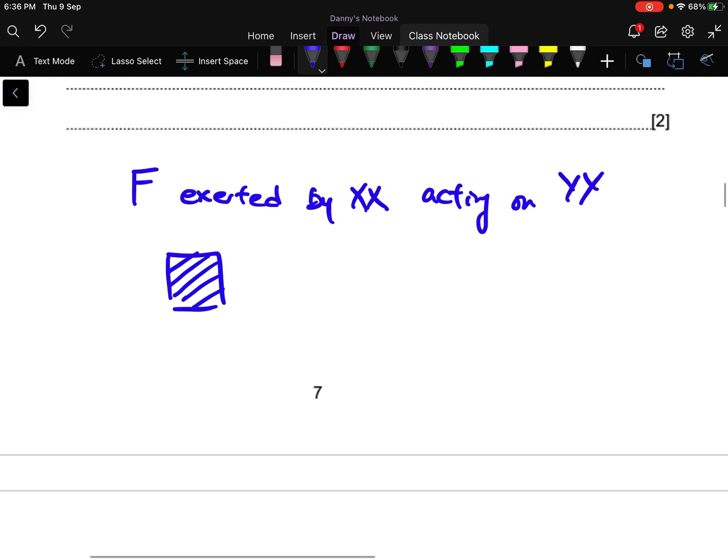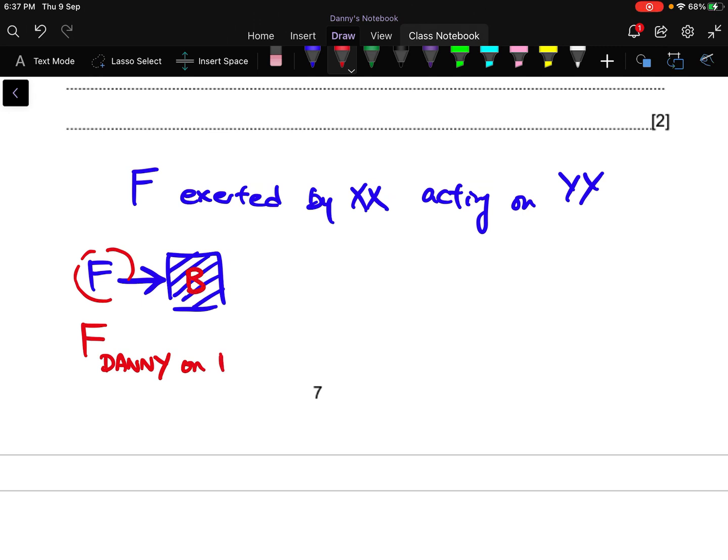So for example, you can imagine a body like that, correct? I can exert a force. Danny, right? So this force, I can call it, this force is exerted by Danny on an object, this is called a box, B, on B. This is Danny on B. You can also draw it this way. You can also draw it this way.